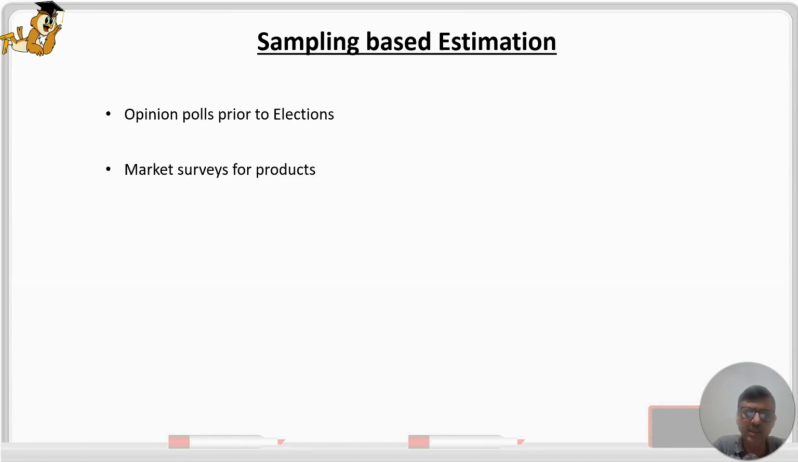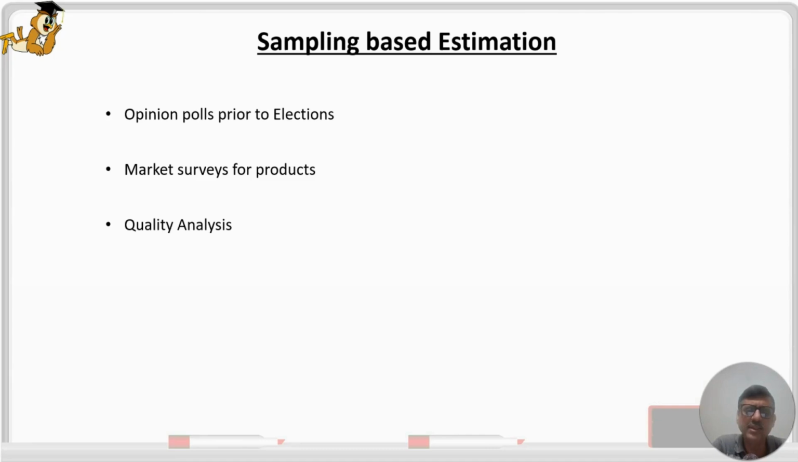Another example is market surveys for products. Many companies often conduct market surveys for their products. They ask a small target group of people what they think about a particular product, and judging based on those answers, they decide how the product is going to fare in the general population. So again, this is an example of sampling based estimation.